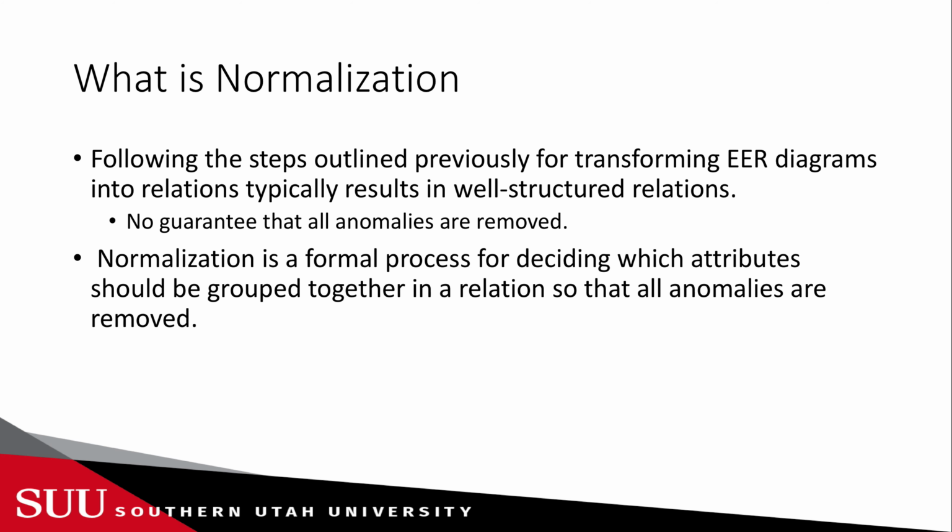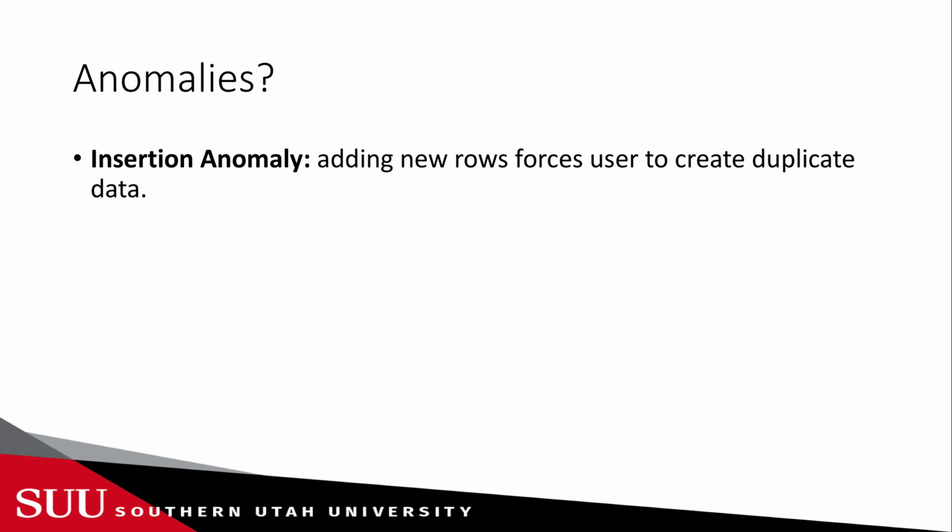So normalization is the process of deciding which attributes should be grouped together in each relation so that we get rid of anomalies. Now I said the term anomalies two times. So what do I mean by anomalies when it comes to databases? Now to understand what anomalies are, we need to understand the three types of anomalies that we will have in databases. We will have insert anomaly, which is adding a new row may force the user to create duplicate data. So we call this insertion anomaly.